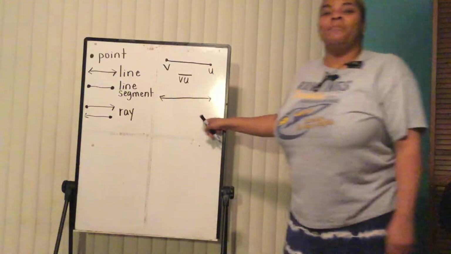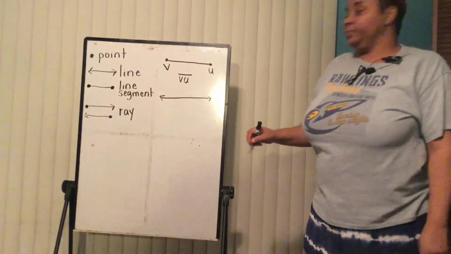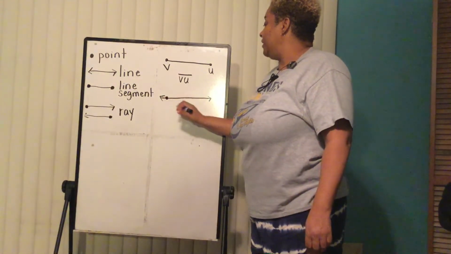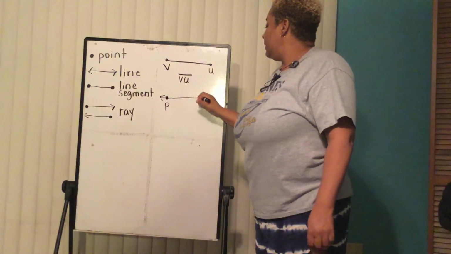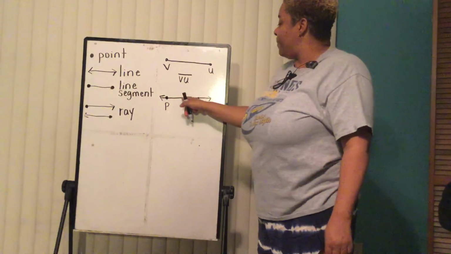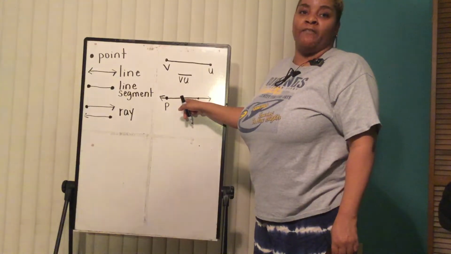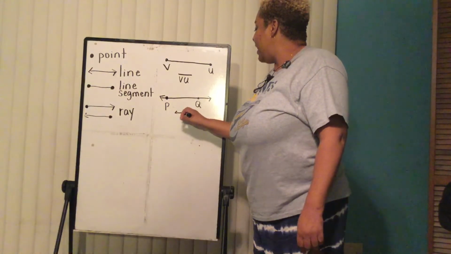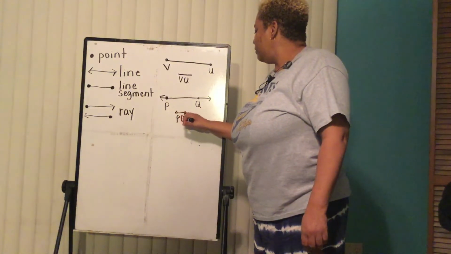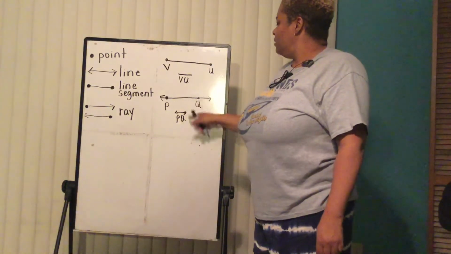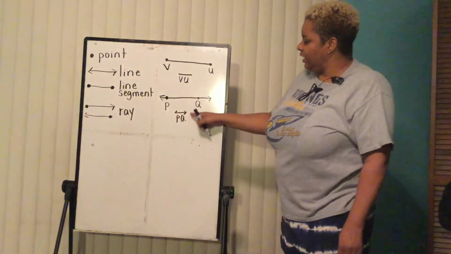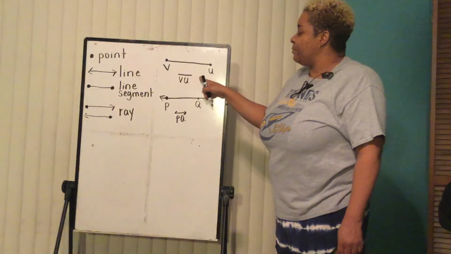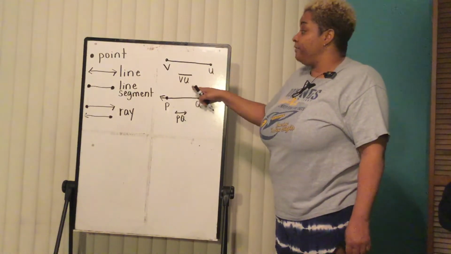So wait a minute. I want to make this line PQ. So if I'm going to make it line PQ, I need to put my points. Point P and point Q. Guess what? If I put my Q right there, it would be okay if I put it a little closer, but I gave it a little bit of space. So I can write that as line PQ. What do you notice? Look at how I drew my actual line up on top of that to identify it as PQ, and how I drew my line segment to identify it as line segment VU.